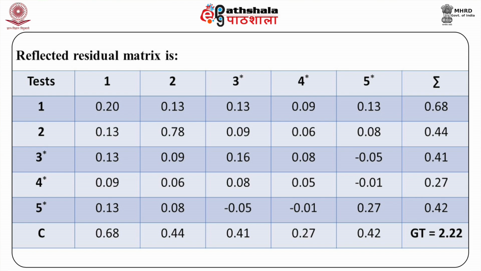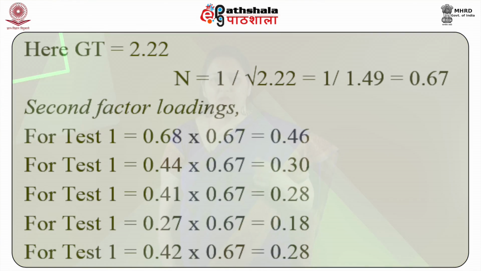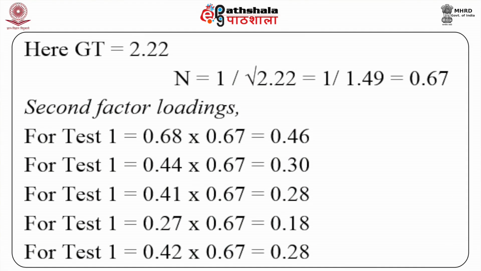to 2.22. The second factor loadings is step 8. The second factor loadings are calculated in a similar way as for the first factor loadings, that is step 1 to step 3. Here the grand total is 2.22. N is equal to 1 divided by under root 2.22, and the under root of 2.22 is 1.49. Therefore, N is equal to 1 divided by 1.49, which is equal to 0.67.